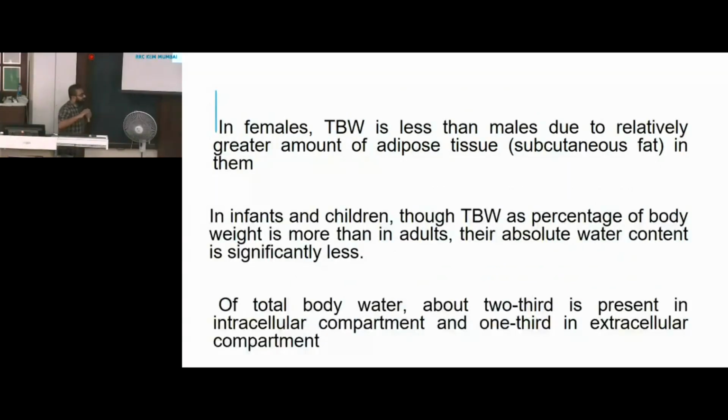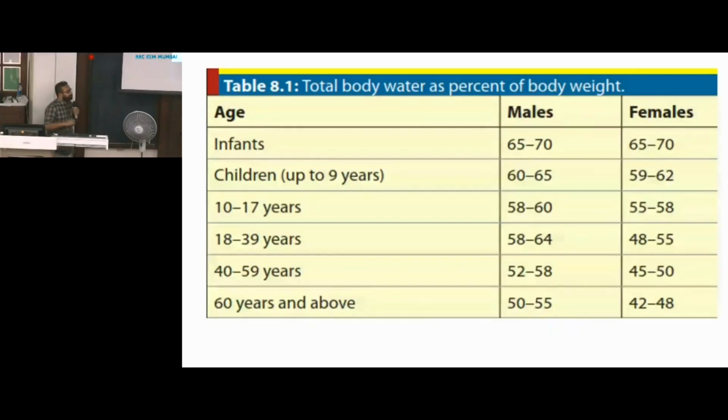In general, females have more subcutaneous fat in their body, so they have less water, and their total body water will be a little bit less than the males. This is the scenario in infants, children, young adults, adults, and the elderly: males and females, and how much percent of their body is water.